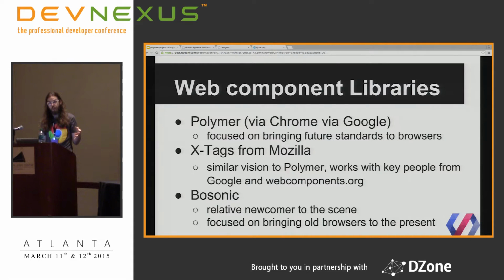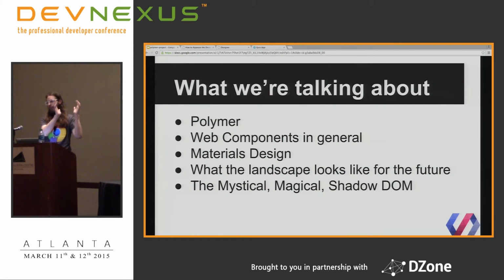Xtags is Mozilla's project. They've been working with Google and the Polymer team. And there's a fairly recent addition called Bosonic, like the Higgs boson particle. Similar to the Polymer thing, you get it. So Bosonic is different from Polymer and Xtags in that it's not really setting out to create a vision for the future because Polymer is already doing that. Xtags is already helping with that. Bosonic is trying to bring these future technologies to old, disgusting web browsers. I mean, old legacy web browsers like IE.